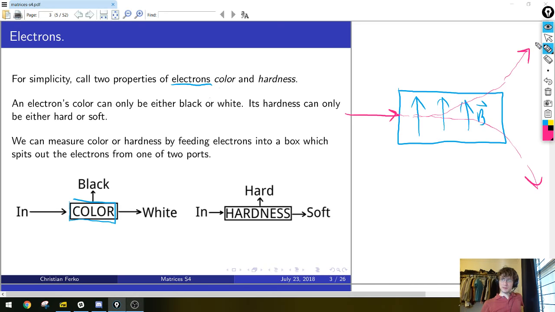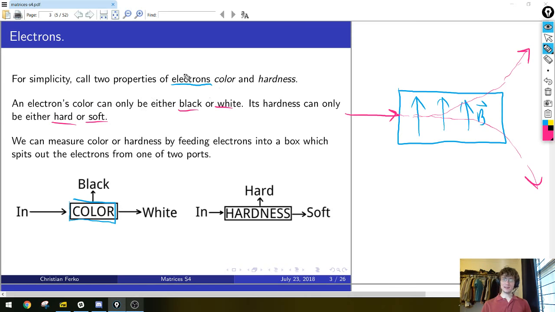Since both of these properties only have two possible values, they're attributes, so you can just think of them as being, I don't know, +1 and -1 or something, but I'll just give them names. So the color, we'll say, can be either black or white. Every electron is either black or white. Those are the only possible values of the attribute. No one has ever seen an electron that was not black or white. The other attribute I will call hardness, and we'll say an electron can be either hard or soft. Same deal. Those are the only possibilities.